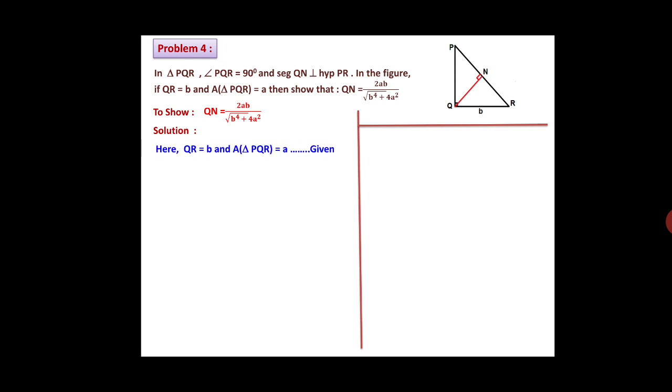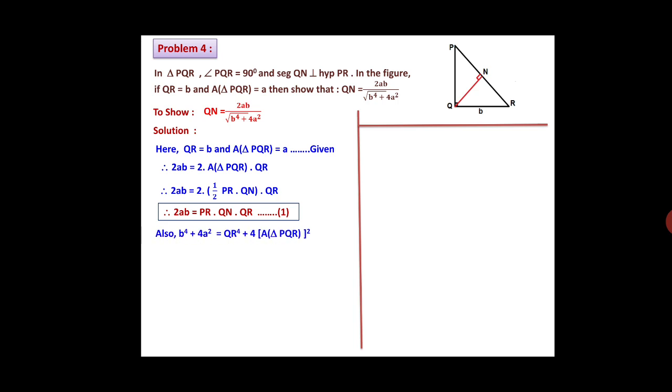So here QR is equal to b and area of triangle PQR is given as a, small a. Therefore for the numerator, twice of ab is equal to 2 into area of triangle PQR into QR. We are substituting the values of a and b. Therefore twice of ab is equal to 2 times half PR into QN, that is area of triangle PQR, into QR. After simplification, twice of ab is equal to, the 2 gets cancelled here, PR into QN into QR.